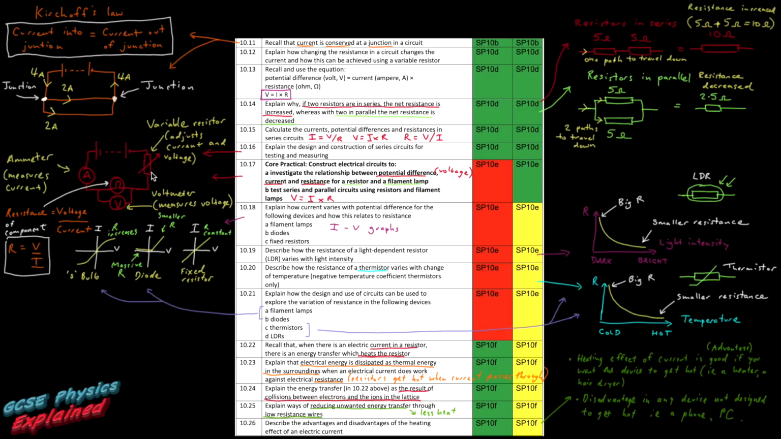I like to think of a resistor as being like a brick wall. The bigger the brick wall, the harder it is to climb over it, so the slower you would go if it was like an assault course.